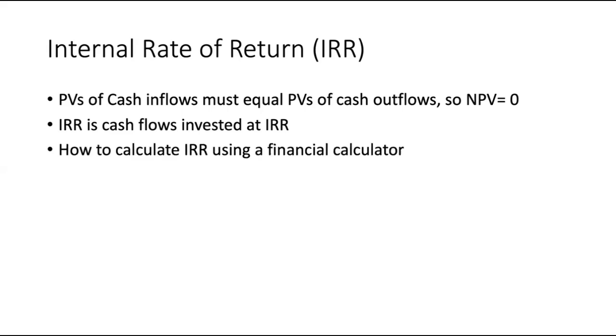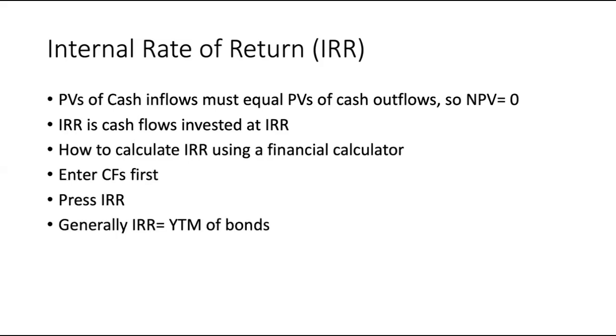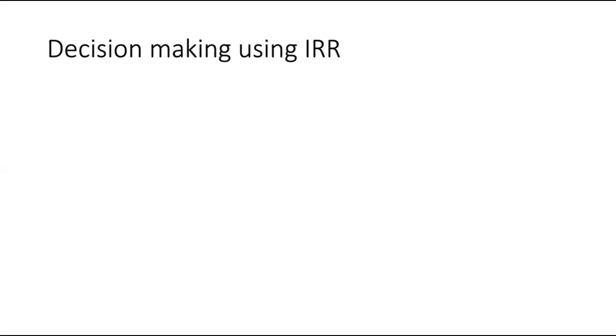How do we calculate IRR using a financial calculator? What we do is we enter all the cash flows first, and then we press IRR. And generally, IRR equals the yield to maturity of bonds. In questions where IRR is already given, we assume that it equals YTM.